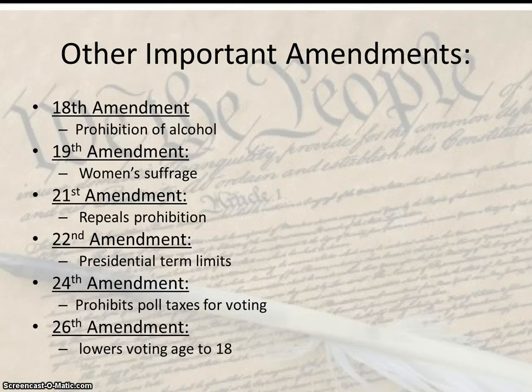Within your next U.S. history course, you'll deal with some other important amendments, which are listed here: prohibition of alcohol, women's suffrage, which is important for you to remember that women do not get the right to vote until the 19th Amendment. Then repealing prohibition, presidential term limits, prohibiting poll taxes, and lowering the voting age to 18.